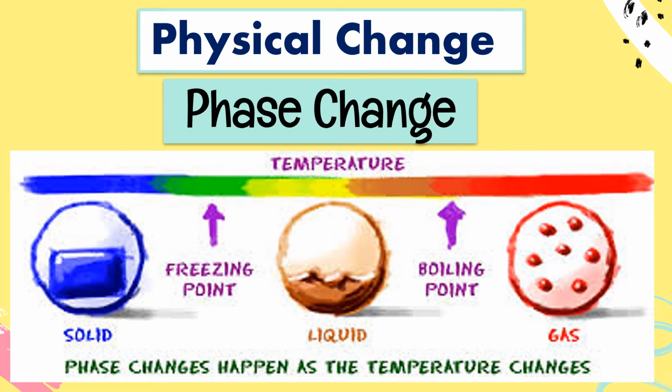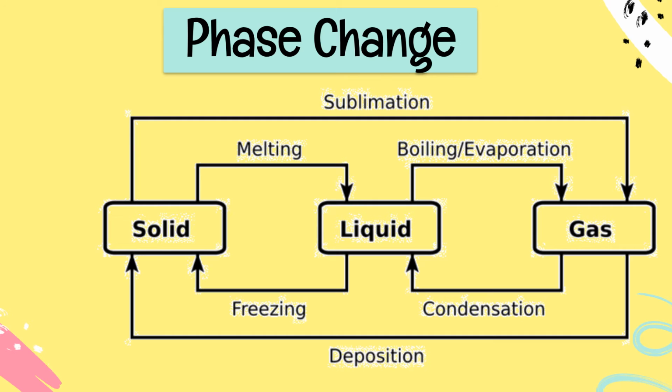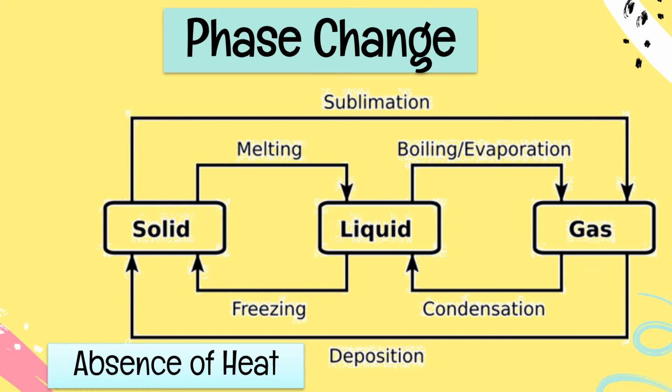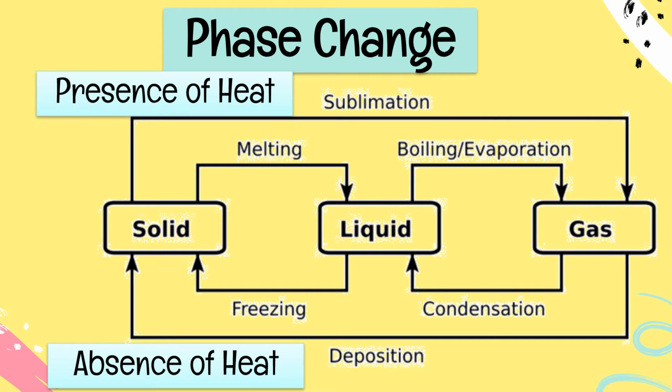Phase changes happen as the temperature changes. So from liquid, if it's cold or the temperature lowers, it turns into solid. From liquid, when the temperature rises, it turns into gas. That is phase change. Phase change happens in two ways: when there is absence of heat and presence of heat.